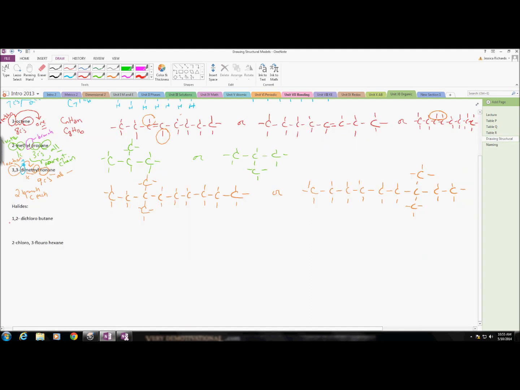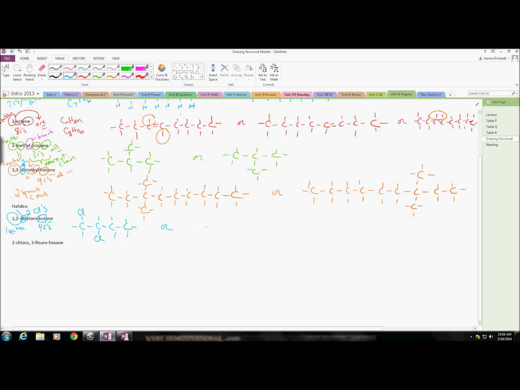this one says 1,2. So those are going to be our locations. So those are carbons 1 and 2. Dichloro, so I have 2 chlorines. Bute, 4 carbons. Ane, all single bonds. So 1, 2, 3, 4 carbons. On carbon 1, there's going to be a chlorine. On carbon 2, there's going to be a chlorine. And then just hydrogens all the way around, so everybody has the proper number of bonds.